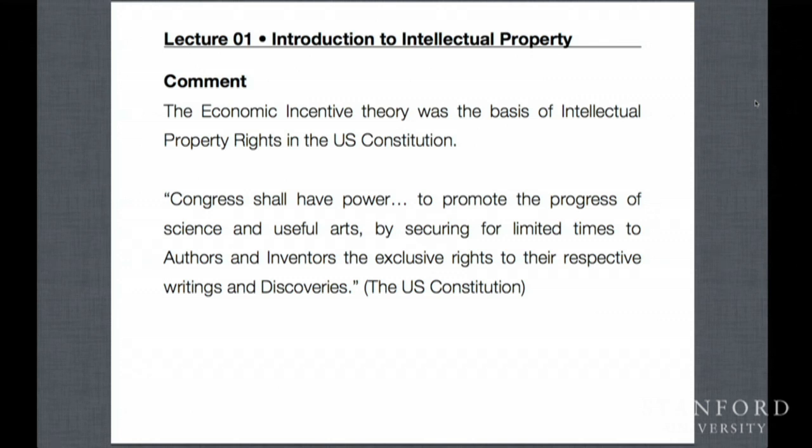Here it is: Congress shall have the power to promote the progress of science and useful arts by securing for limited times to authors and inventors the exclusive rights to the respective writings and discoveries.